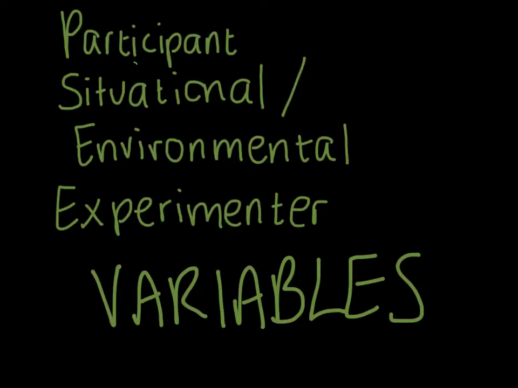There are different types of variables which we must control for in research. The first are participant variables, then we have situational or environmental variables and experimenter variables, and we're going to look at one of the core studies and consider how such variables were controlled to make sure that results were reliable and valid.